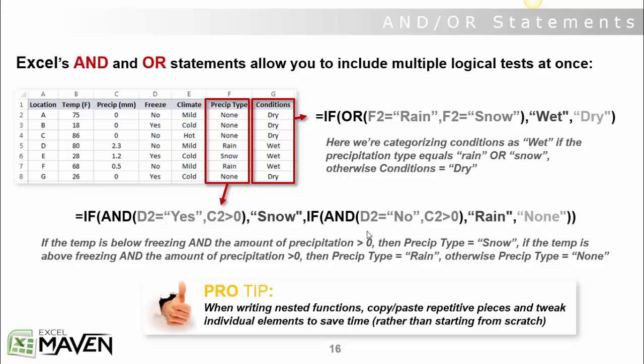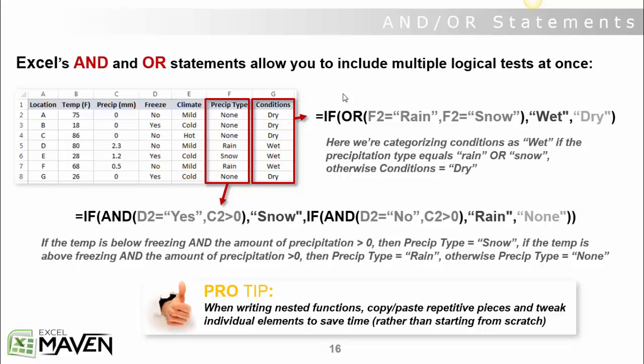So in order for this test to be true, both of these conditions need to be true because it's an and statement. And then if none of these are true, it's going to return the final value, which is none. And now what if we wanted to create an additional field called conditions that are either equal to wet or dry, and the conditions are just based on precipitation.